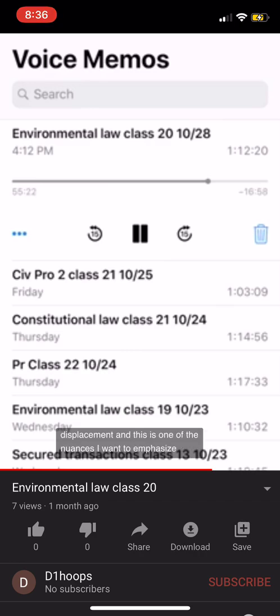And this is one of the nuances I want to emphasize, because for a long time we just throw around the word gentrification. Like gentrification now means that all the low-income people, all the people of color are now moving out. That's not true. Okay? So actually the word displacement gets at that.